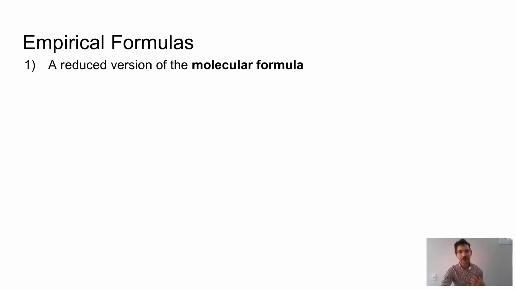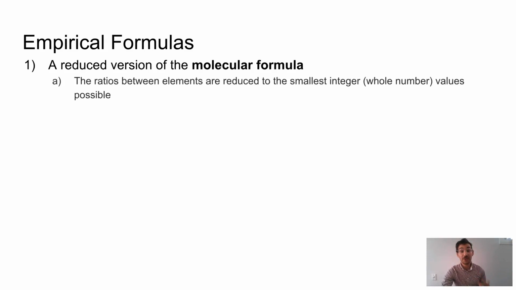These are some interesting things. It's basically a reduced version of a molecular formula. The ratios of the elements are reduced to the smallest integer or whole number values possible. We're only going to use this for covalent compounds because this is already done in ionic compounds, always.